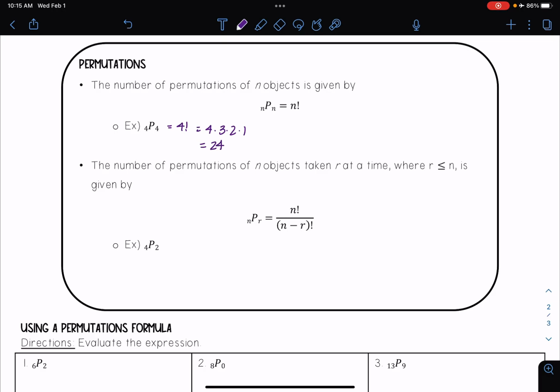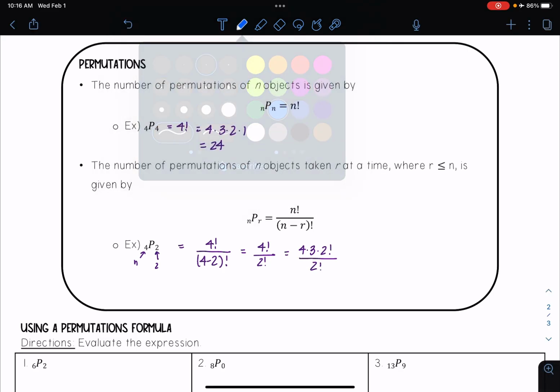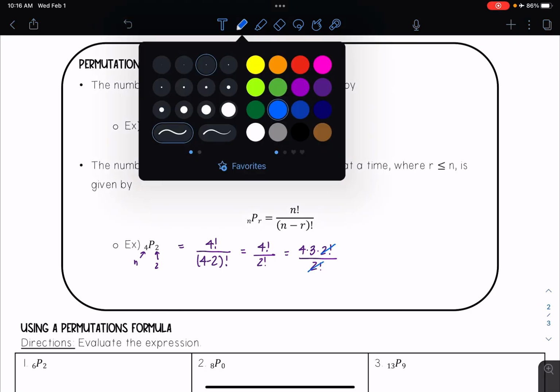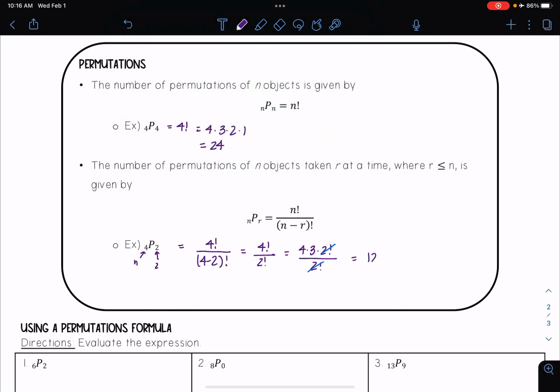So for example, 4P2: the 4 is my n, and r is my 2, how many objects I'm taking at a time. This is going to equal 4 factorial over 4 minus 2 factorial. Do the parentheses first, and you get 2 factorial. Now we can expand that 4 factorial, which is really 4 times 3 times 2 factorial divided by 2 factorial. The 2 factorials cancel out, and I'm left with just 4 times 3, which is 12.